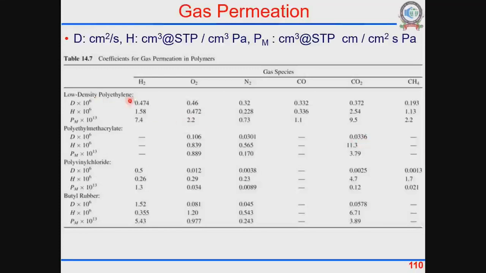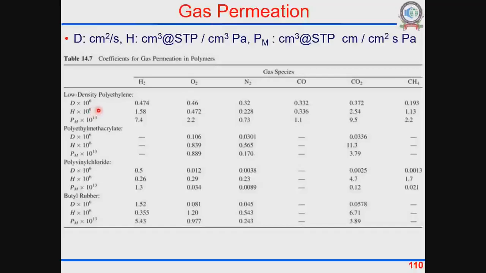So diffusivity is one parameter, and different membranes will have different diffusivity, 0.47, 0.5, 1.5. So butyl rubber, rubbery state, whereas low density polyethylene. Or you can, so this is a diffusion effect.